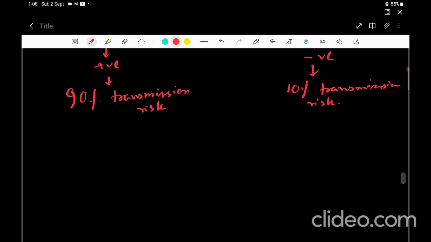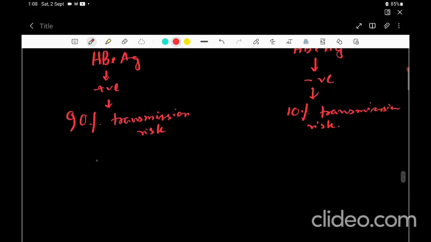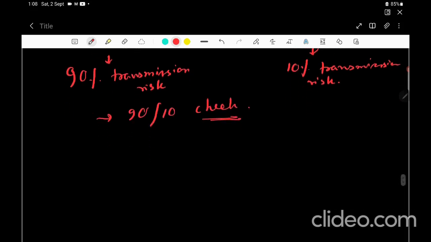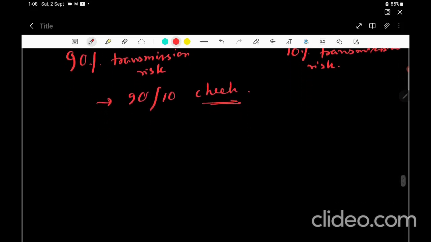Now, what should we do in case of these pregnancy cases? The management. First, we should check the HBV status, and the preferable time to do it is the third trimester.